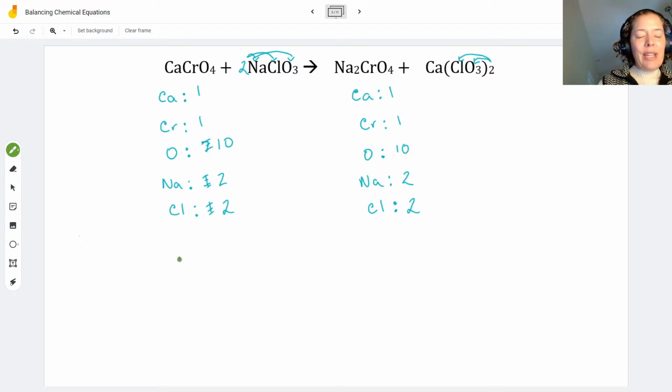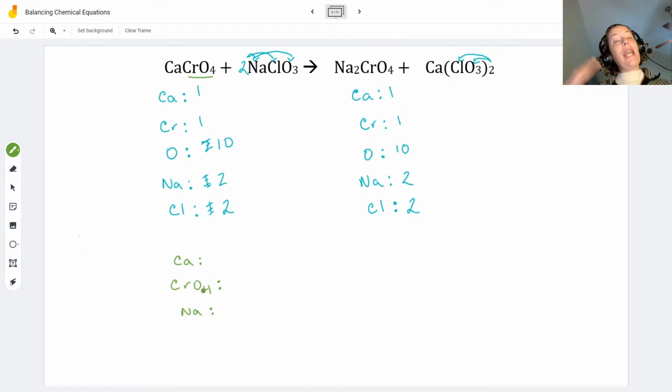So I have my calcium atom, that stays the same, but I'm going to keep my chromate as a unit. So I'm going to list chromate as something to balance. And the same thing over here. So my sodium, you can also think of this as listing your cations and your anions, because again, they don't change from reactant side to product side.